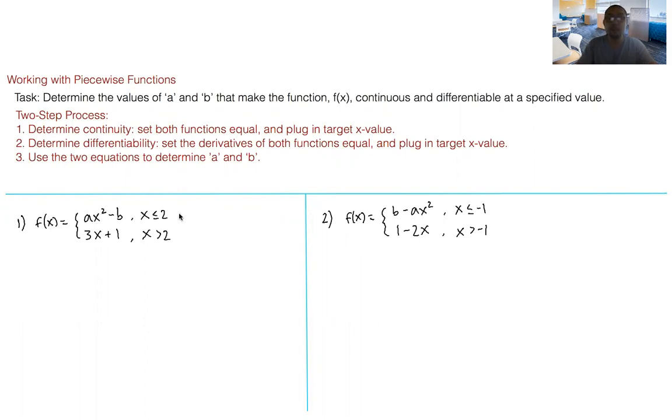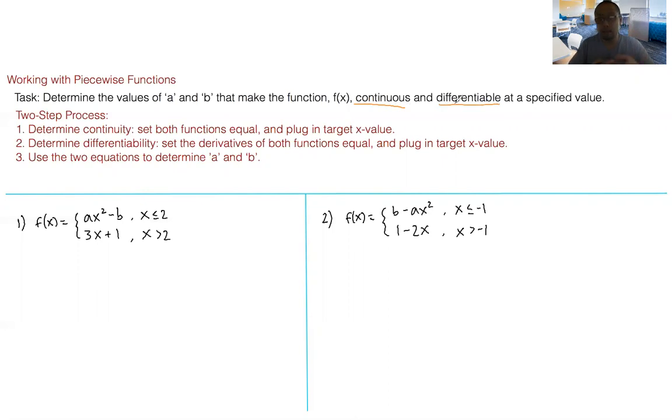ax squared minus b. Think of this on the left-hand side of x is equal to 2, right? So x is less than or equal to 2. Once you hit 2 and you get to the right-hand side of 2, I'm not sure what side of the screen you're on, then f of x follows this equation, 3x plus 1. And say your task is to determine values of a and b that make these two equations continuous and differentiable, okay?